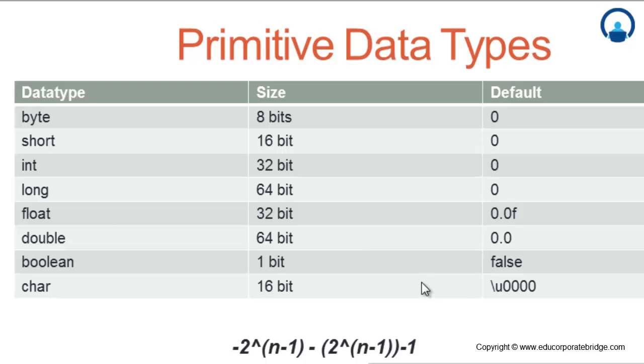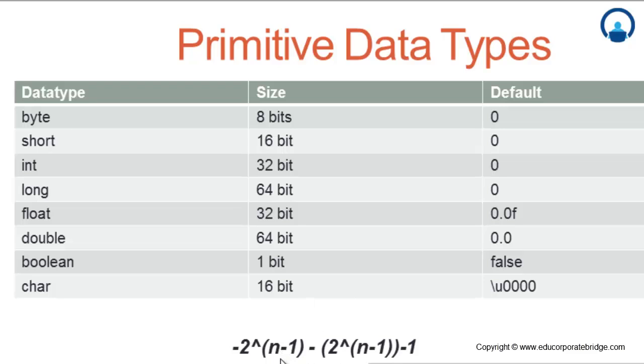And every data type has a certain range, and this is the formula which is used to calculate that range. Let's apply it on byte. Here n signifies the number of bits. A byte has 8 bits, so it will come down to minus 2 to the power 7 to 2 to the power 7 minus 1.